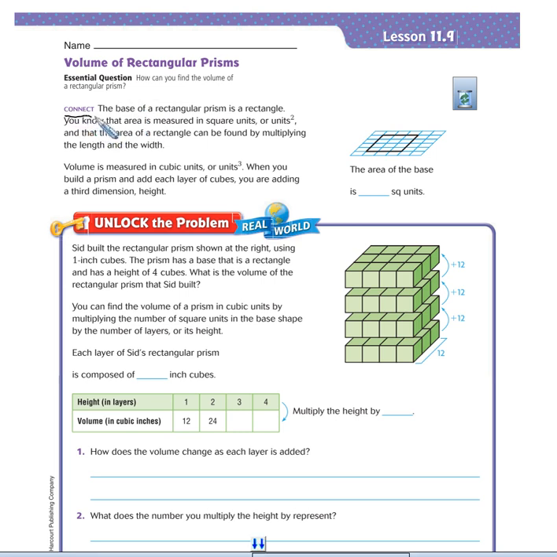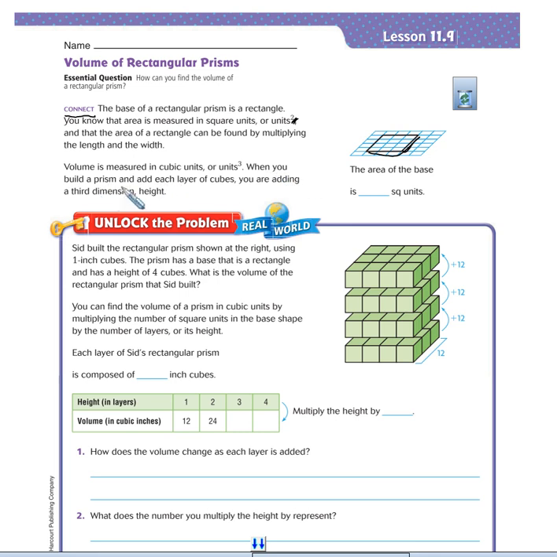Here's our connection to something you've already learned. The base of a rectangular prism is a rectangle. You know that area is measured in square units, or units squared, and that the area of a rectangle can be found by multiplying its length times its width. Volume is measured in cubic units, or units cubed.